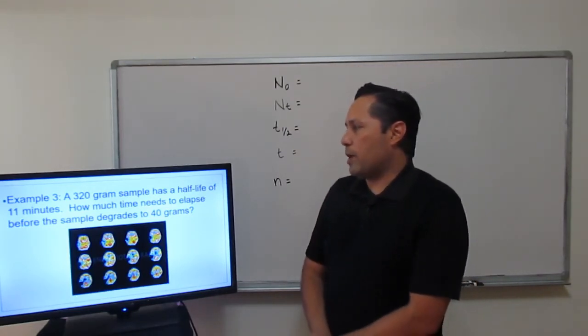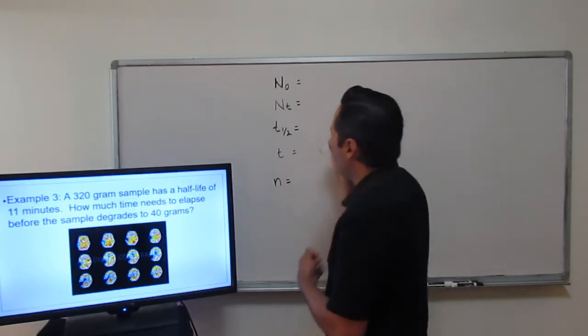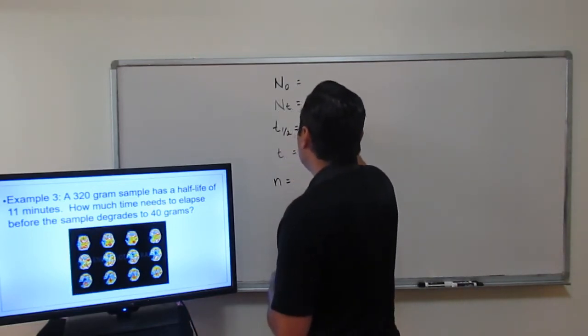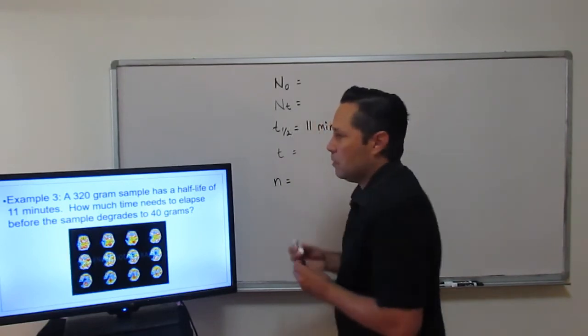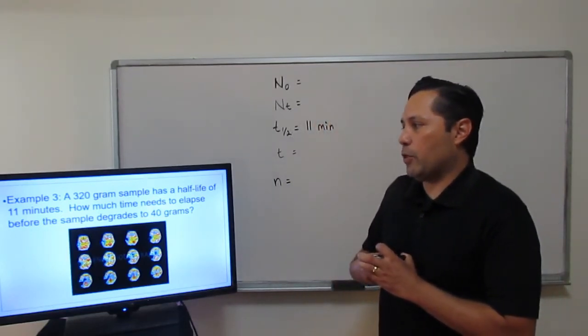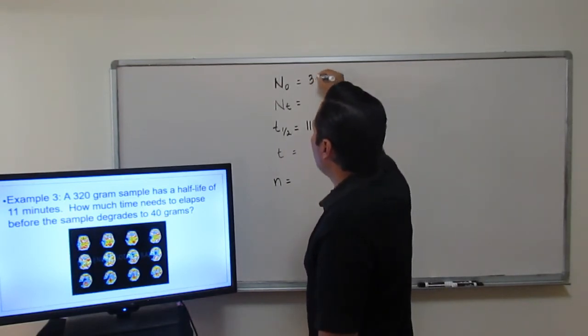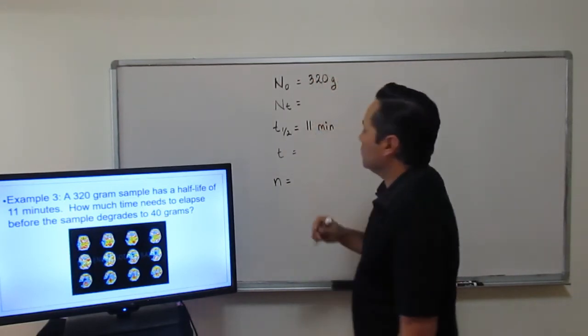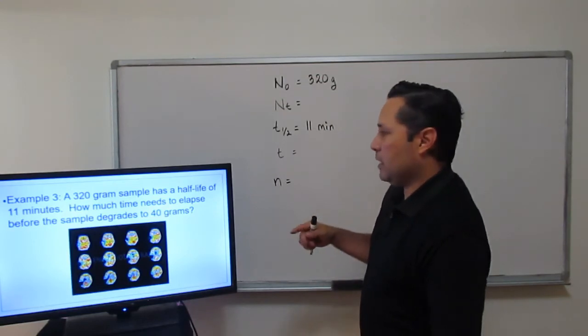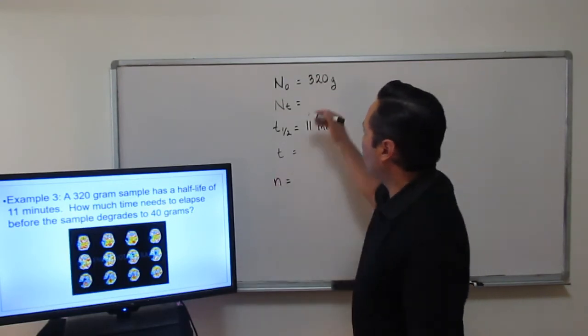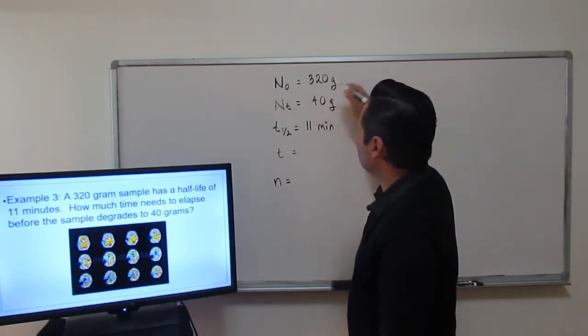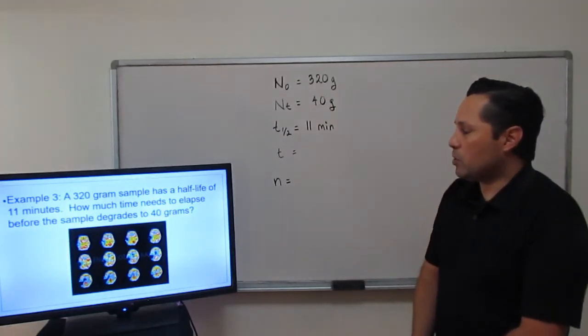A 320 gram sample has a half-life of 11 minutes. So there's our half-life, 11 minutes. How much time needs to elapse before the sample degrades to 40 grams? So time 0 is 320 grams. And the next one is 40 grams. Alright, so how much time needs to elapse?